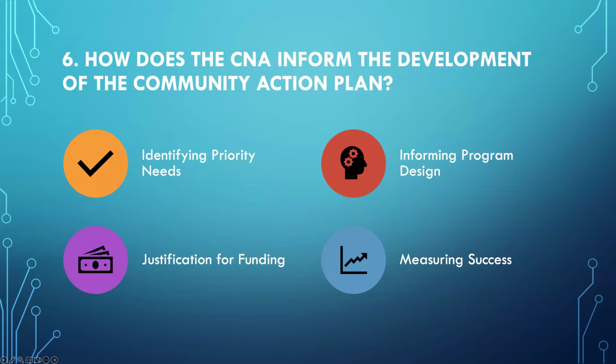Number 6, how does the community needs assessment inform the development of the community action plan? This is a big, big deal. In fact, it's one of your core activities in planning out the community action plan. You'll use the CNA to help identify your priorities. As part of the community action process, you're going to be listing or reordering the needs in terms of the community's priority or the priority that you can affect them.